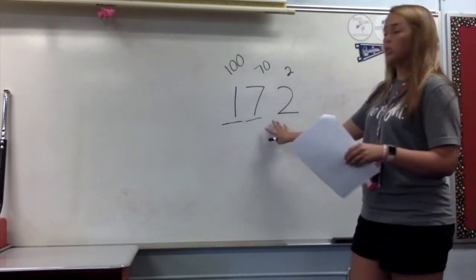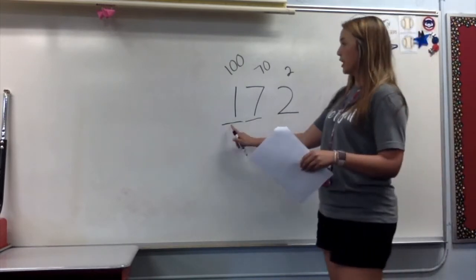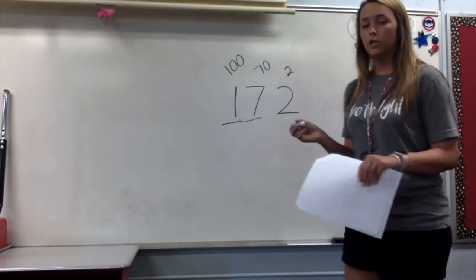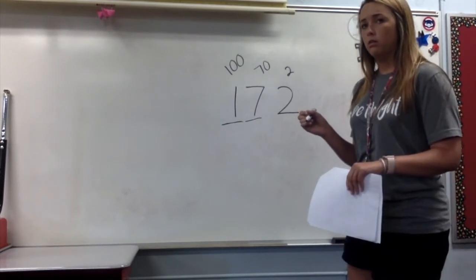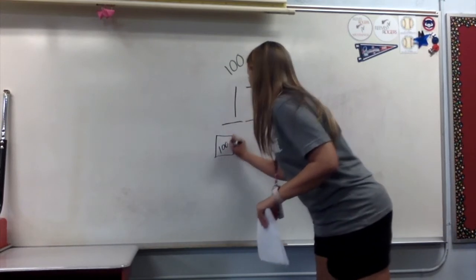So what we're going to do is draw it out using base 10 blocks. So what do I need? Raise your hand. What do I need for the hundreds place? 100. 100, but how do I draw that? A square. Okay, so we're going to draw a giant square for the hundreds. I'm going to write 100 in it just so you remember.